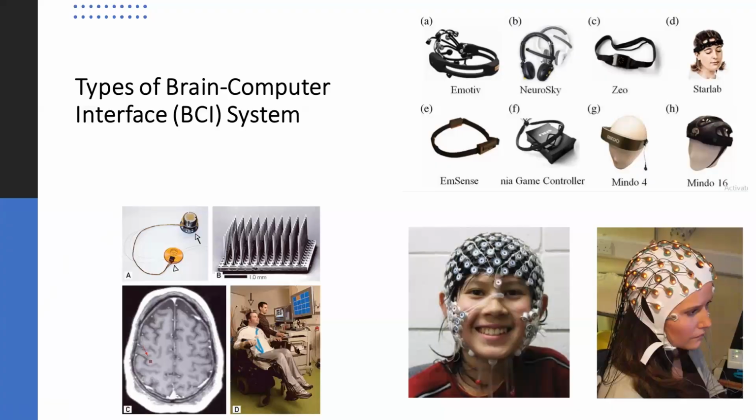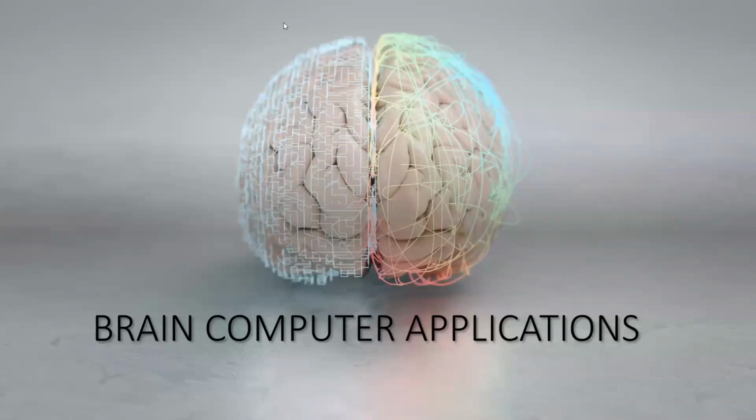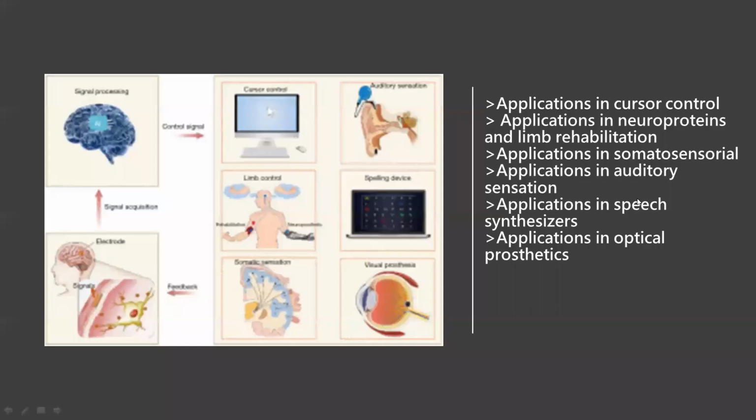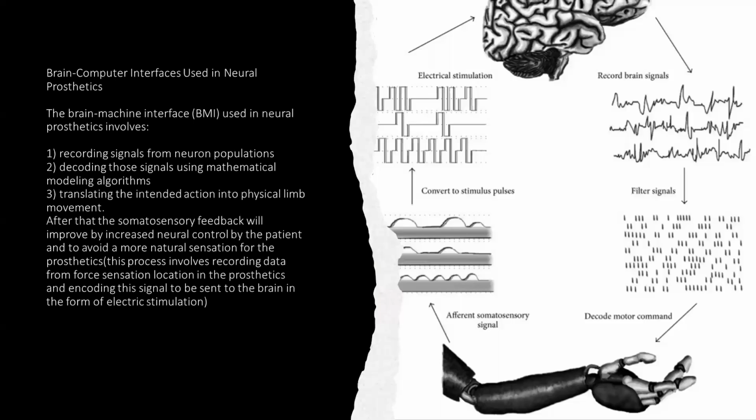Now I will talk about brain-computer interface applications. There are a lot of applications that use brain-computer interfaces, such as cursor control, neuroprosthetics and limb rehabilitation, somatosensory and auditory sensation, and so on. Now I will talk about a specific application: brain-computer interfaces used in neural prosthetics.